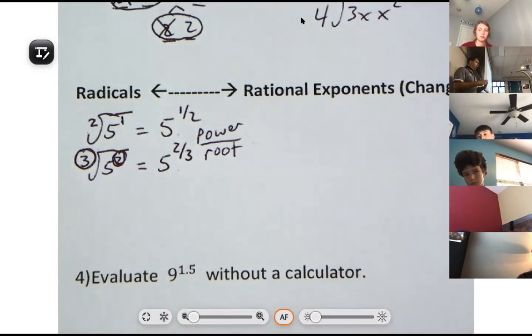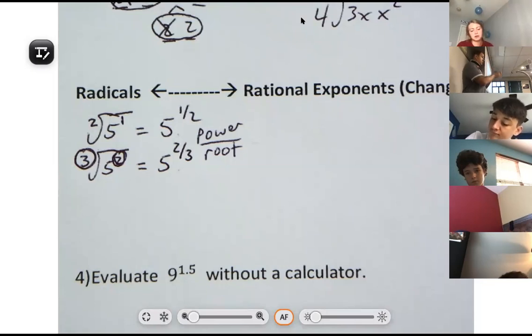Sometimes in a problem, it's going to be beneficial to go from radical form to exponent form to help do the problem. Sometimes it's going to be helpful to go from exponent form to radical form. And we'll get some practice, like when is it good to go in which direction.